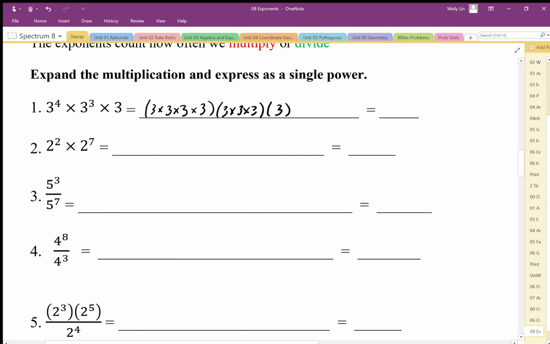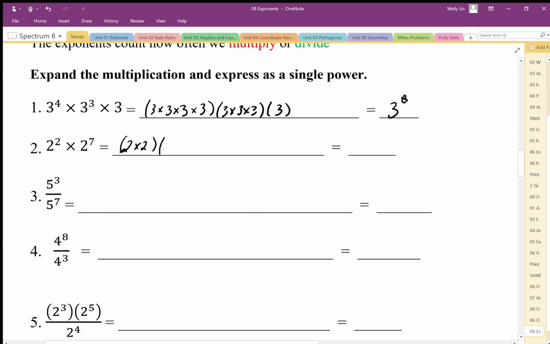1, 2, 3, 4, 5, 6, 7, 8. So it's going to be 3 to the power 8. Okay, so any time we're unsure, we can just expand and count up, because again, exponents count multiplication. So here we have 2 to the power 2, so it's 2 times 2.